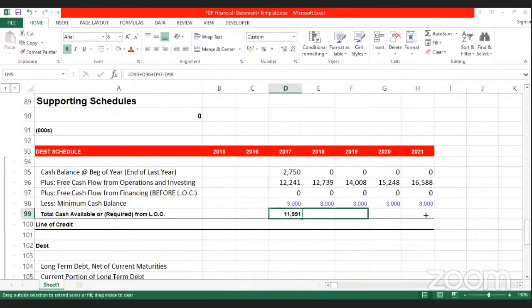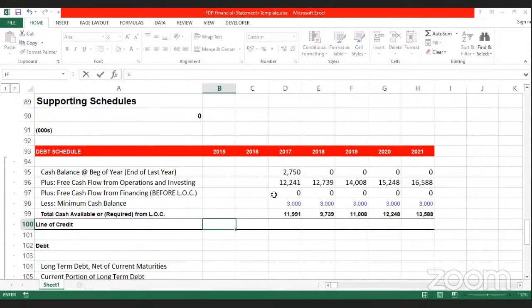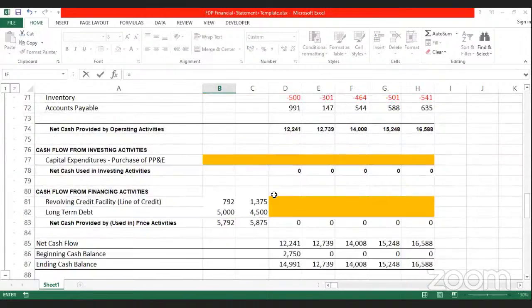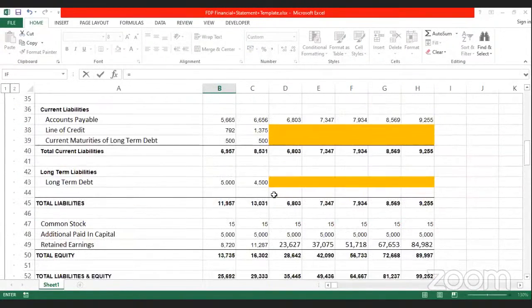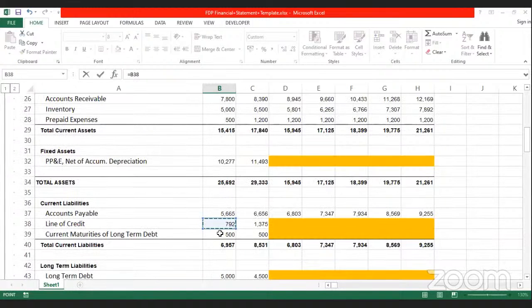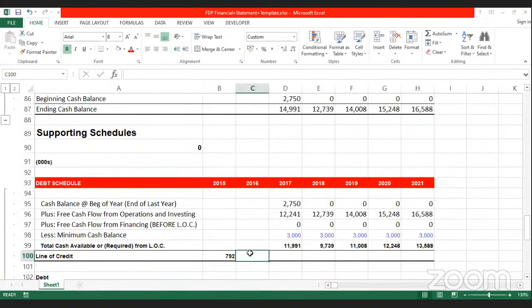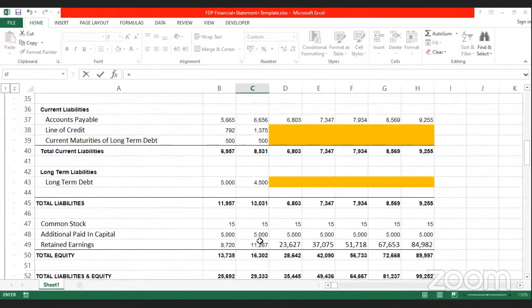This means now, what is the balance left with me? As of now, the balance left with me is 11,991 in 2017. In case of 2018, 739. So how is this going to impact my line of credit? I have to see what my line of credit amount is, and I can get it from the balance sheet. Let's take it from the balance sheet. My line of credit amount in my balance sheet, let's take in 2015. I do have the line of credit on the balance sheet. Yes, it is there, 792. Again in 2016 I do have a line of credit amount.